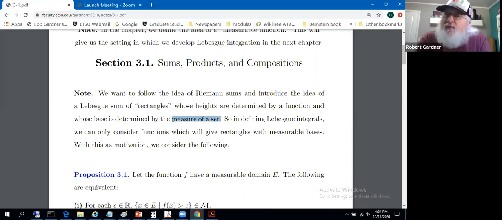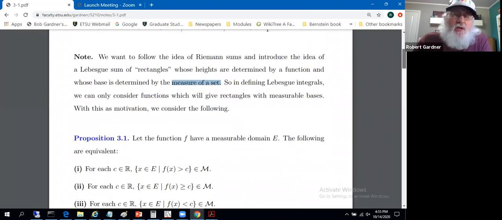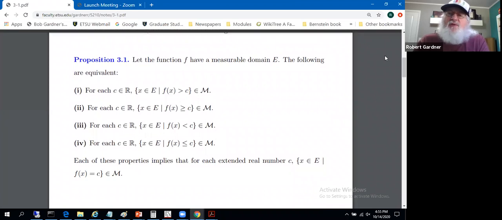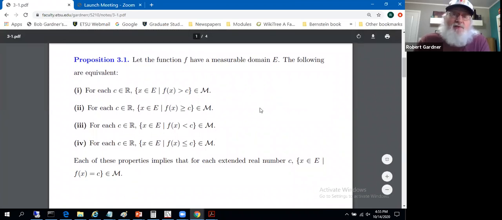So when we go looking for the bases of these rectangles, we better make sure the bases are measurable sets. So in defining Lebesgue integrals, we can only consider functions which will give rectangles with measurable bases. So that's the point of the following definition. Not quite clear how it fits in exactly, but there should be some motivation, thinking in terms of base times height rectangles, base being sets this time.